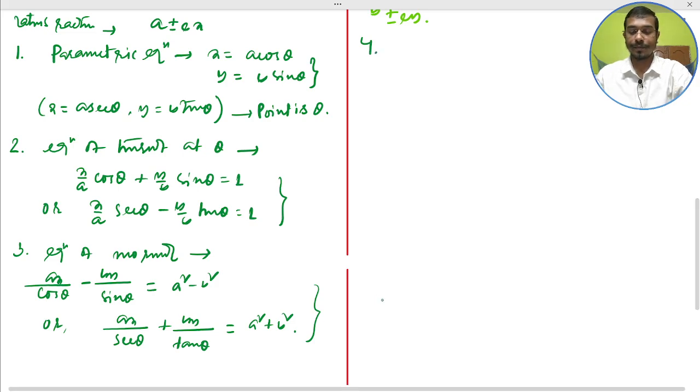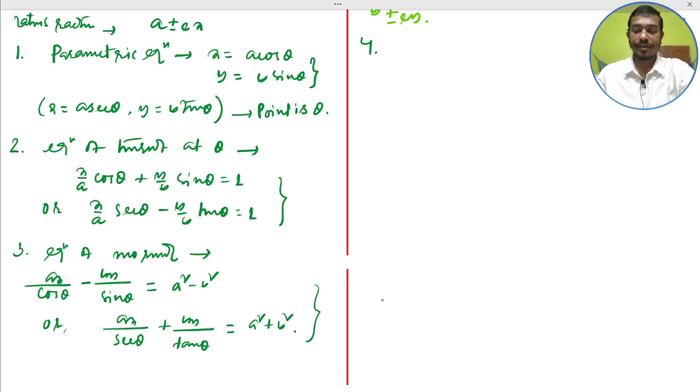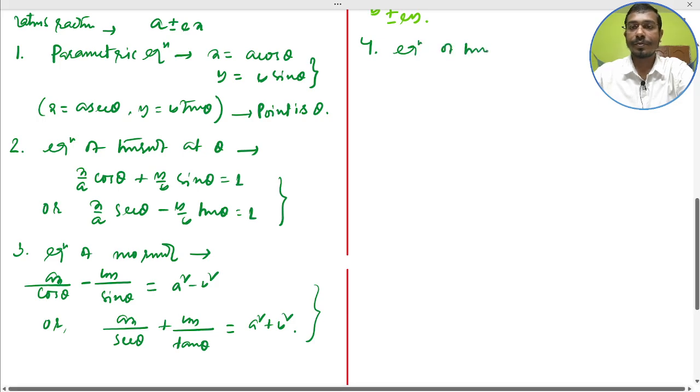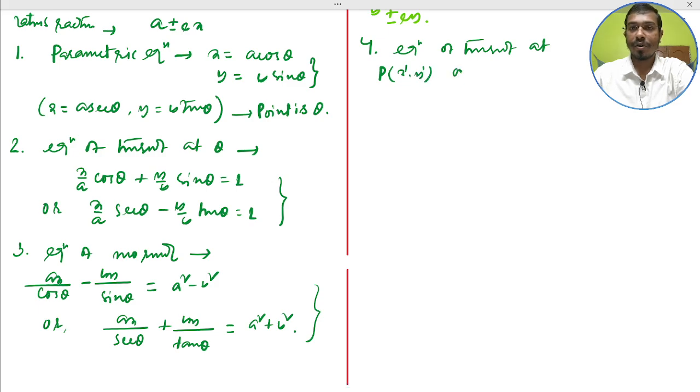Next, number 4. Equation of the tangent at the point P x dash y dash on the ellipse: this would become x x dash divided by a square plus y y dash divided by b square, that is equal to 1.